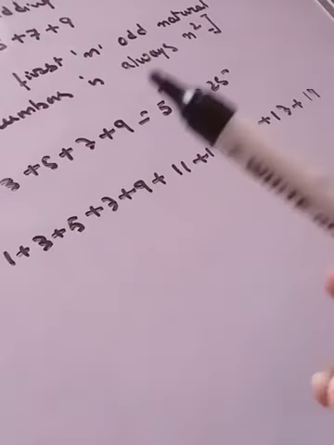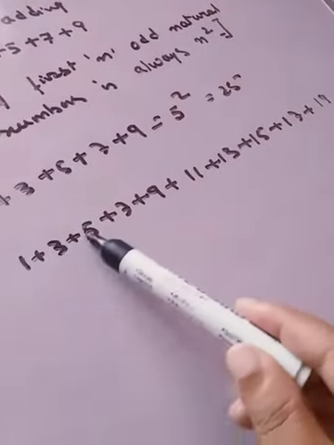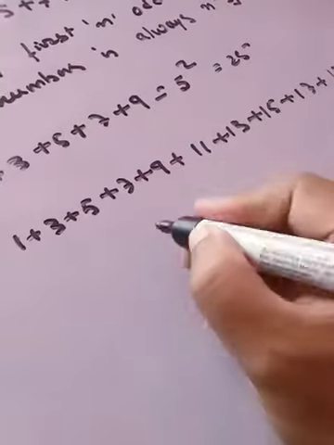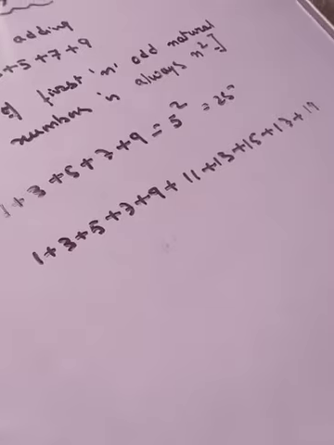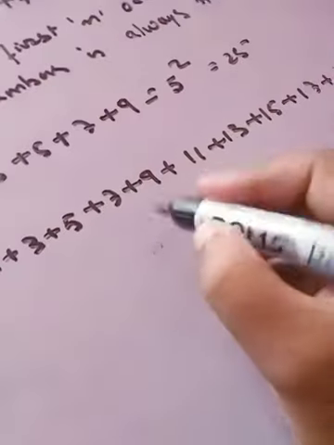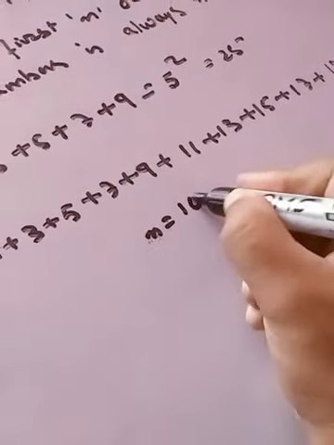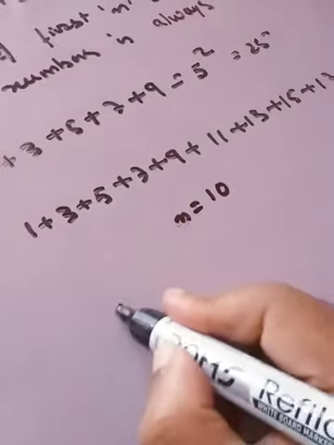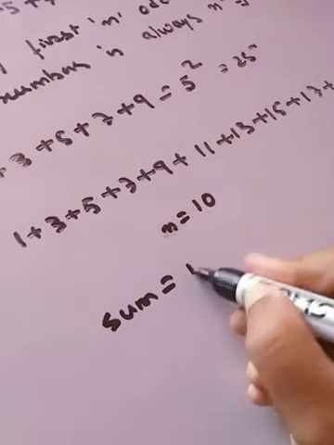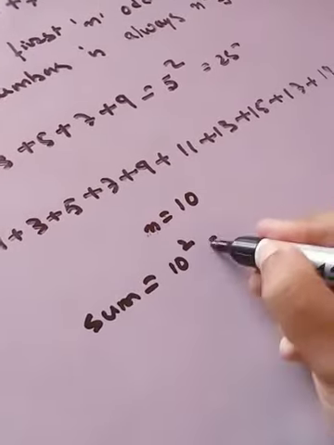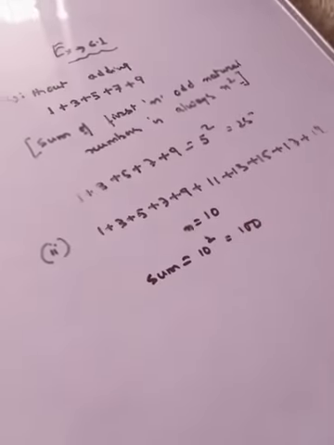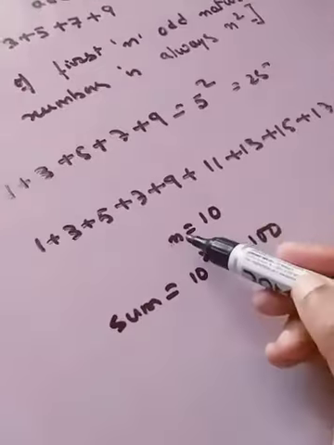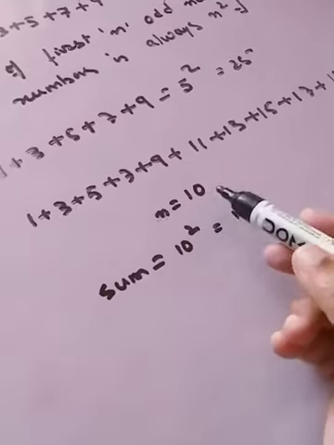So you will just count how many odd numbers there are. That is, we have to find the value of n. 1, 2, 3, 4, 5, 6, 7, 8, 9, 10. So n is 10. So the sum would be 10 square, isn't it? So it is 100. So just count the value of n and just square it.